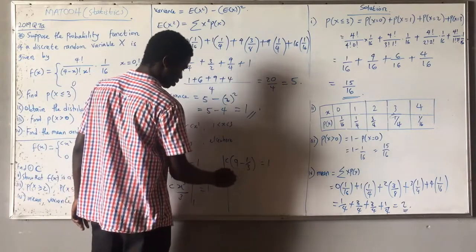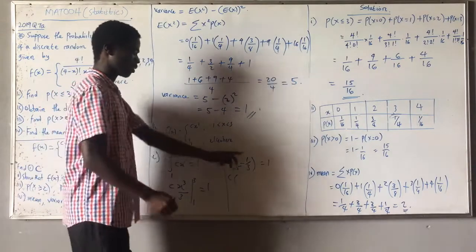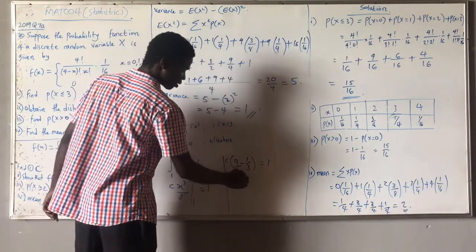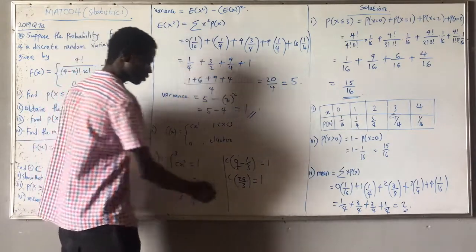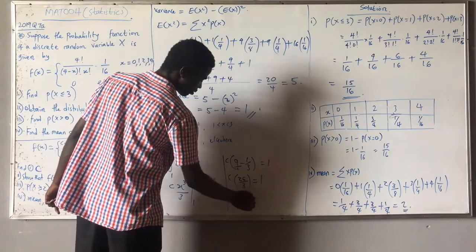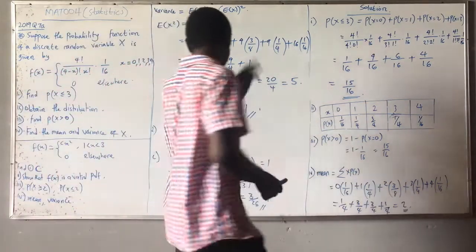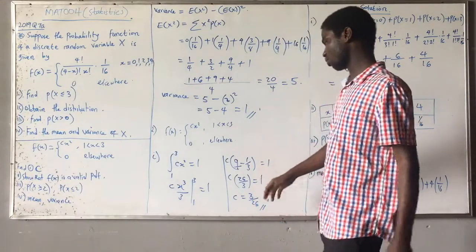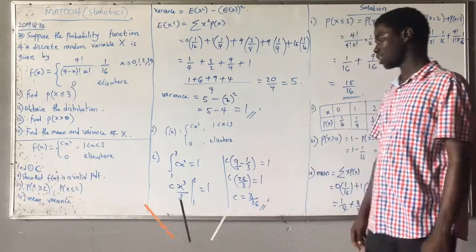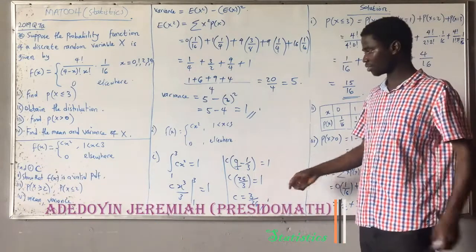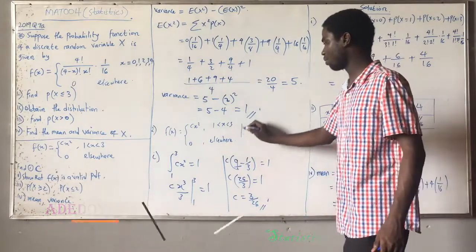Everything equals 1. C open bracket, now this is over 1. 9 is 27 minus 1, 26. 26 over 3 must be equal to 1. You will find c, so c will be equal to what? 3 over 26. Do you understand? So this one will give you 3 over 26, as you can see. Now this is c, so that means that c is 3 over 26, and that's f of s now.